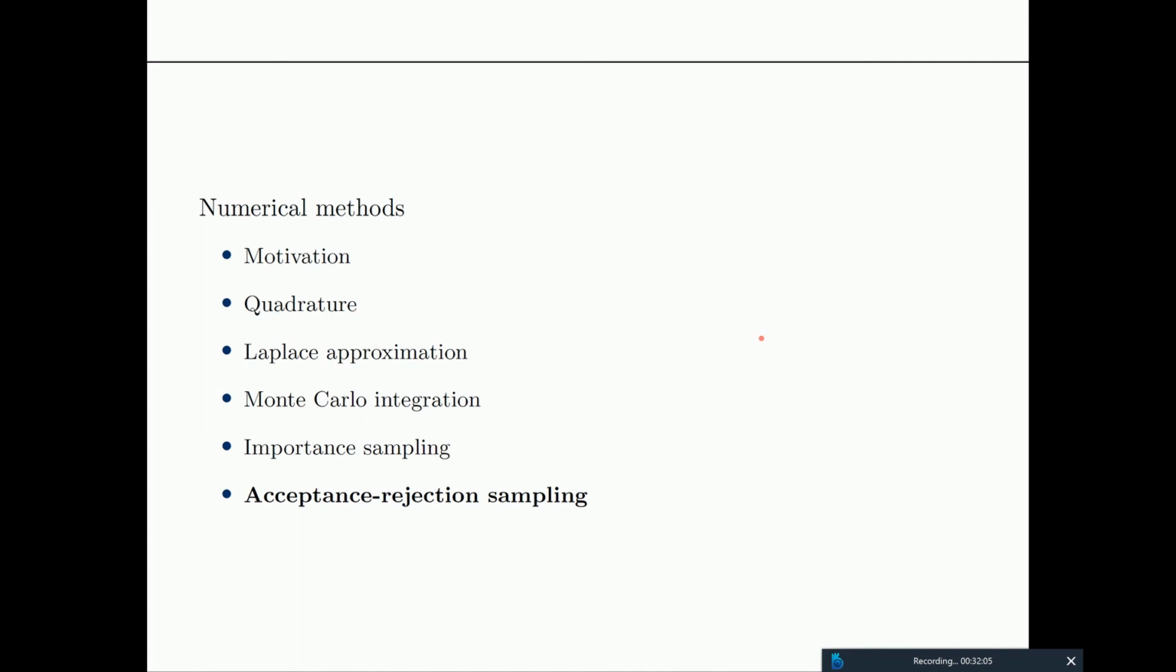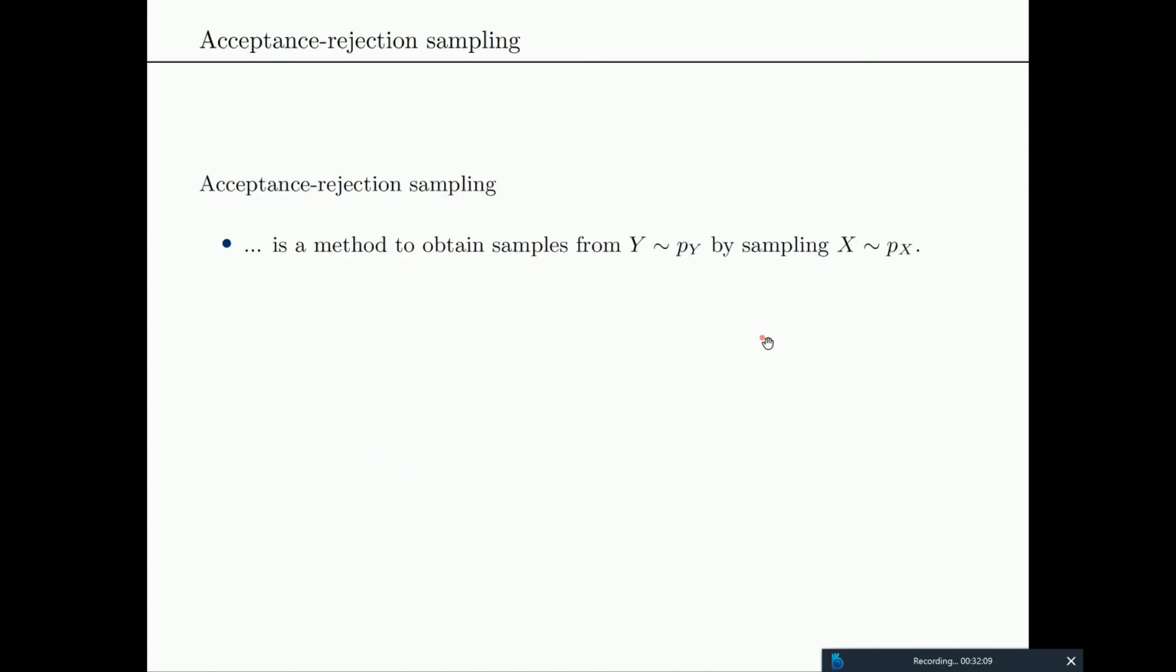Good. Acceptance rejection sampling. That's now a method to obtain samples. This is even more basic than importance sampling, which was about approximating integrals. This is only about creating random numbers. And it's a method to obtain samples from some variable y, which is distributed according to a distribution p(y), by sampling another distribution. And this is, of course, very similar to the probability integral transform method that we discussed fairly early on. Because there you basically can create random numbers from any distribution based on the uniform distribution, and this is basically working.